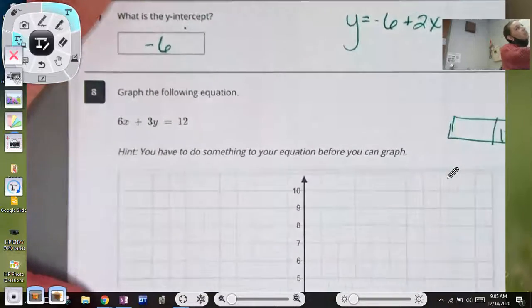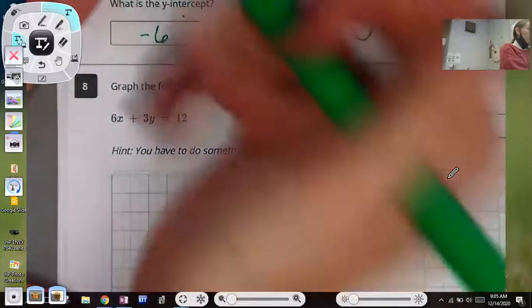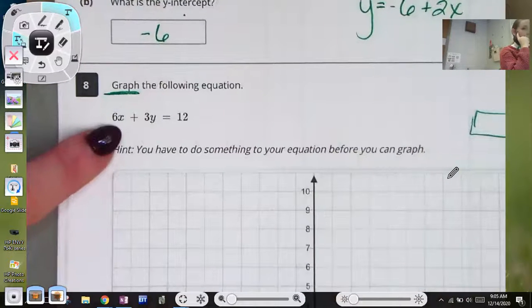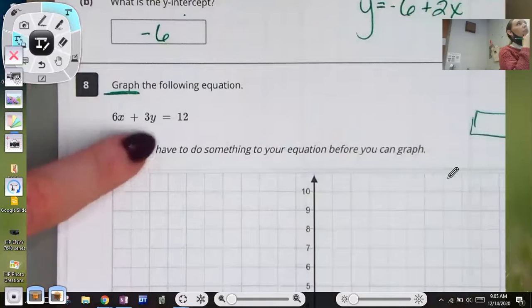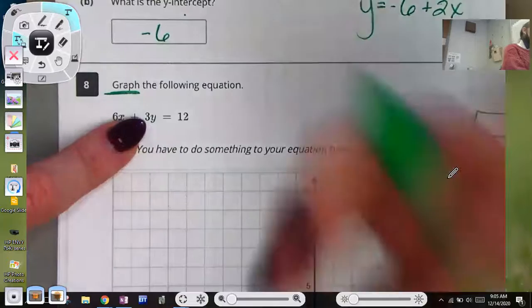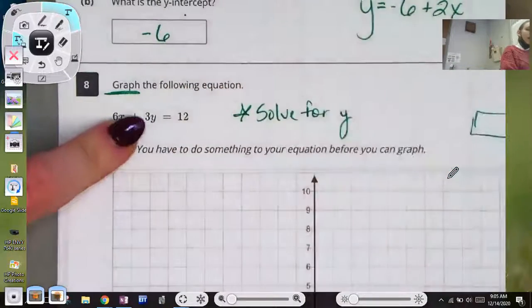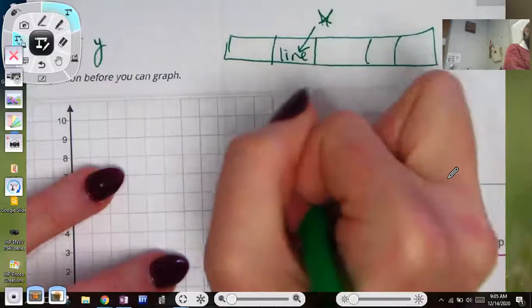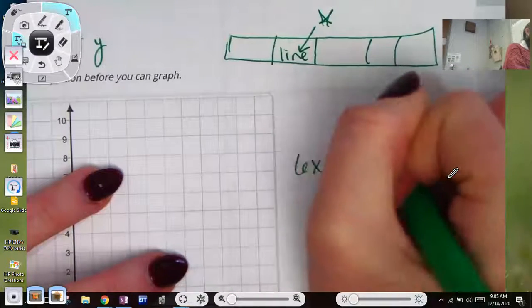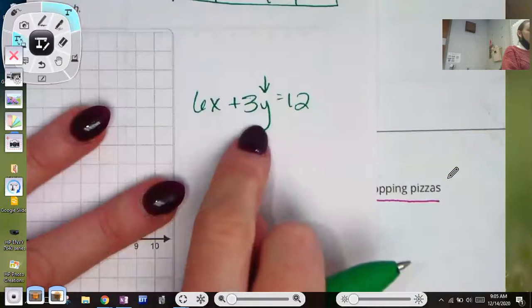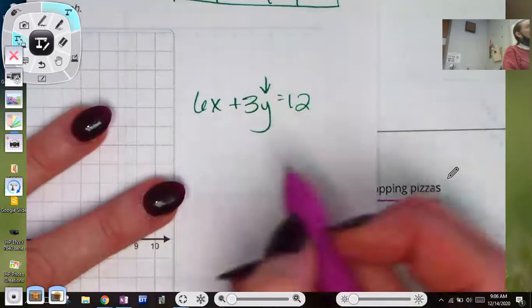So this is a skill you actually did last year. In order to graph, we need a slope and we need a y-intercept. Can we find that by looking at this? No, because it's in standard form. Good. So what do I have to do to this equation first? I have to solve for y. So let's do that. So I have 6x plus 3y equals 12. Solving for y, I start with my term that is furthest away. How do I get rid of a 6x?